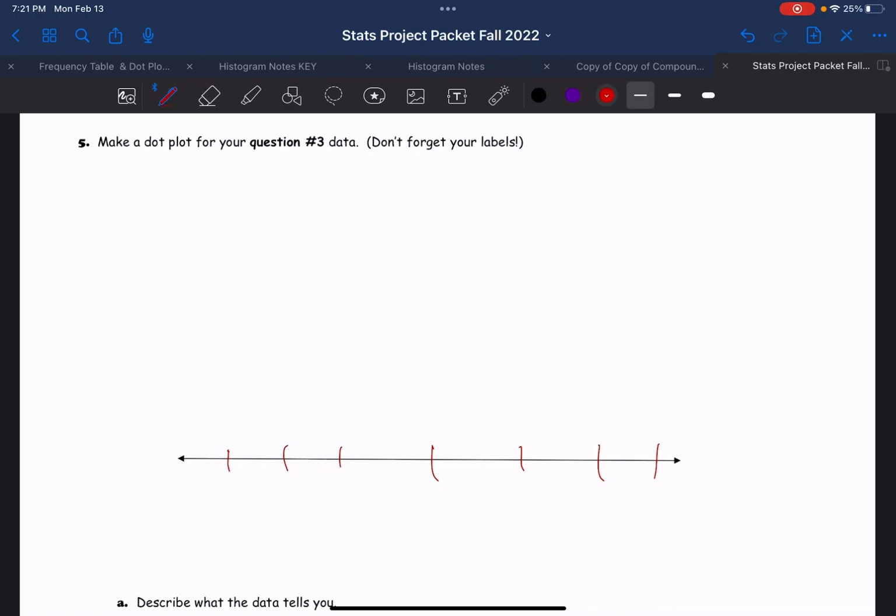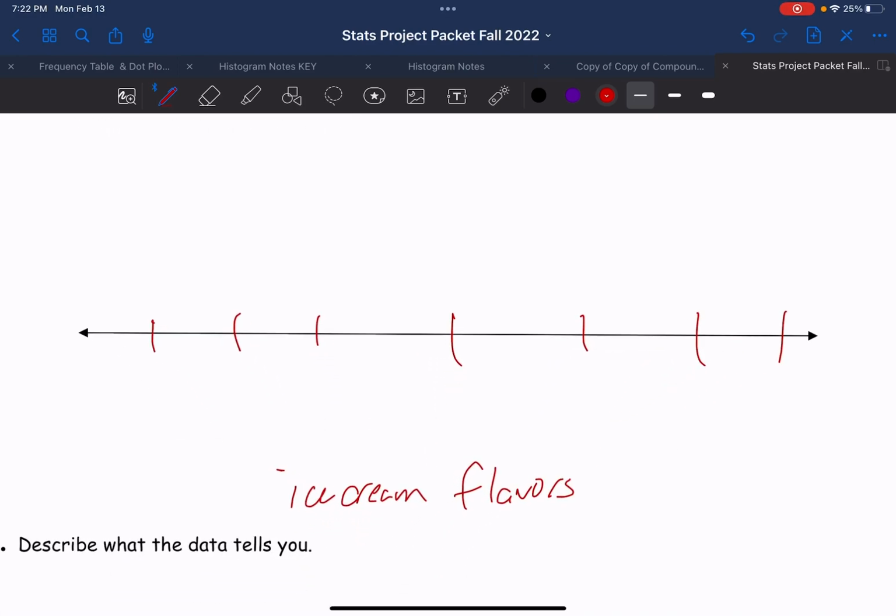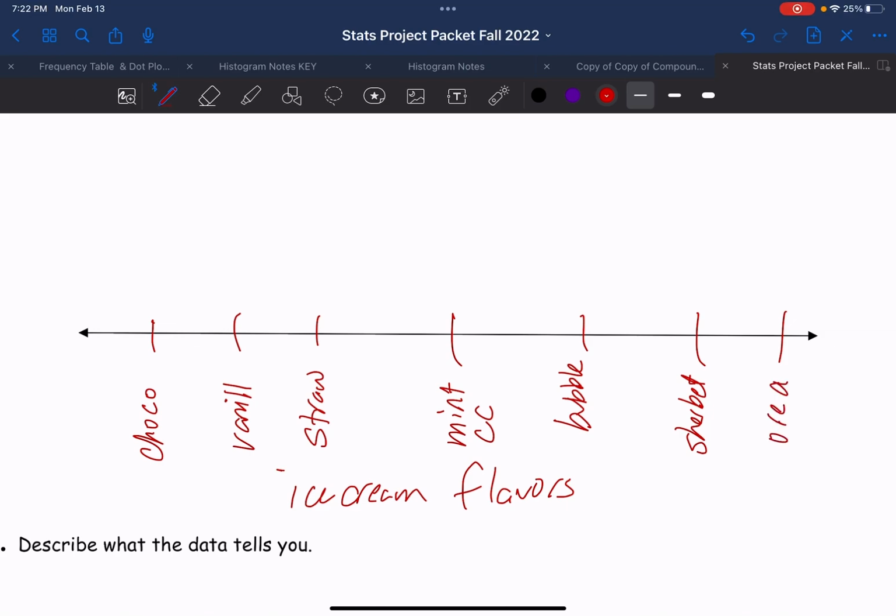All right. So in here, you're going to write a little bit sideways, but make sure you label it and say, well, these are my ice cream flavors. That's what my x-axis is, and I'm going to say this one was chocolate, this one was vanilla, this one was strawberry, this one was mint chocolate chip, this was bubble gum, this one was, I'm running out of ideas, sherbet, which isn't really ice cream, but for our purposes will be good, and let's call this one Oreo.